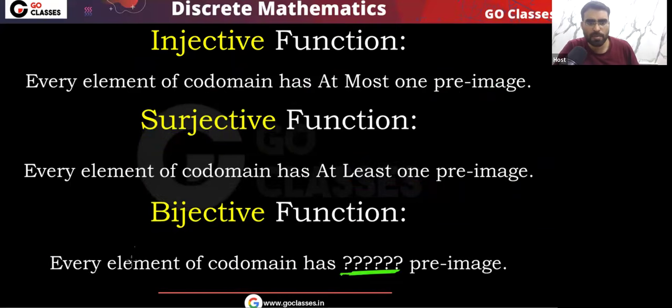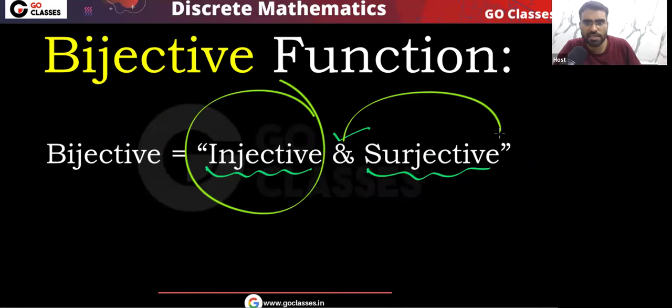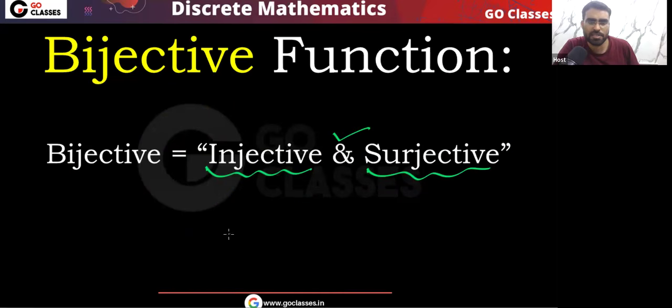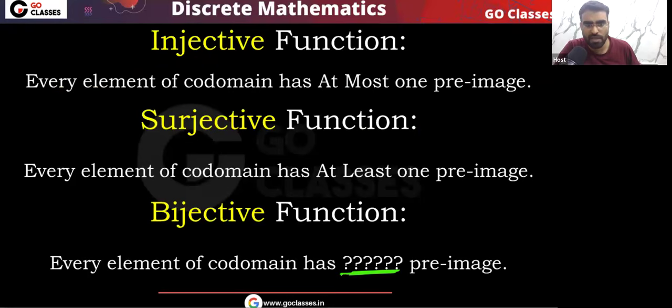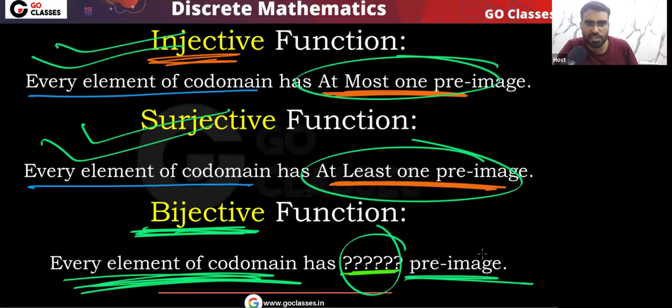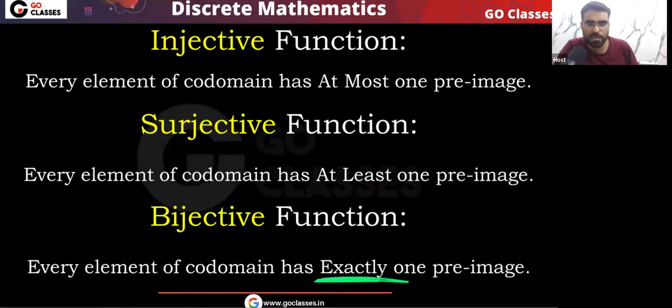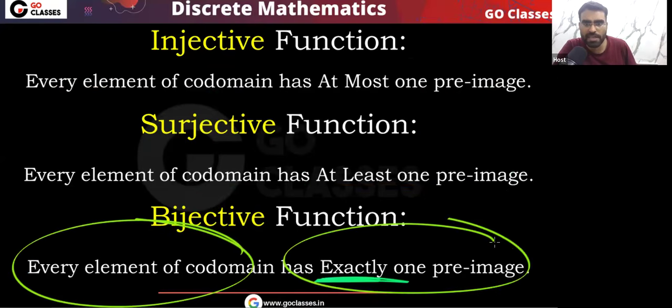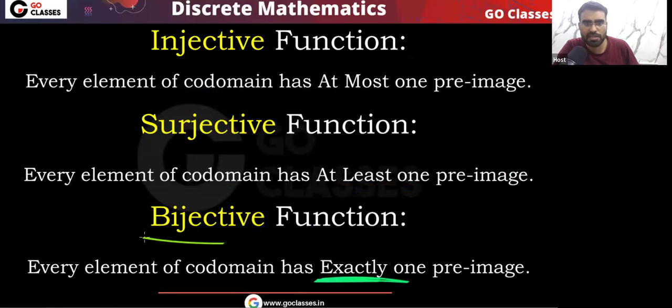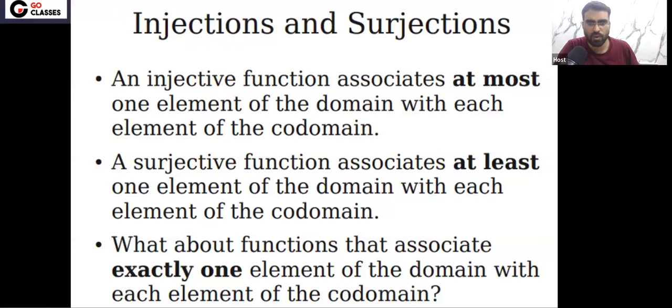Okay. So remember the definition of bijective function. What is that? A function which is injective and surjective. You check, is it injective? You check, is it surjective? If both properties are satisfied, then this function is a bijective function. But in the GATE exam, they can ask you this definition, right? Do you agree with me? They can ask you that every element of codomain has exactly one pre-image. This is the definition of bijective function. Okay. Now let's move on.